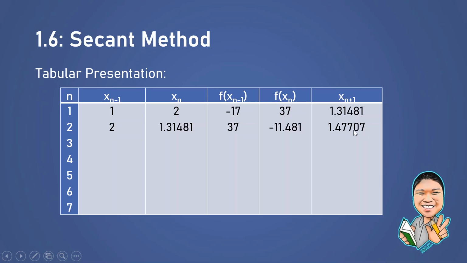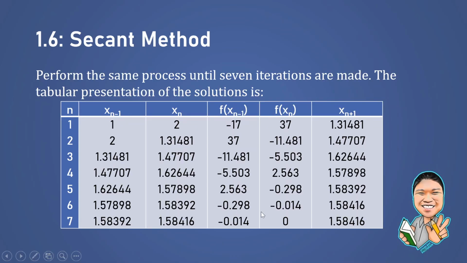So, pag hinanap mo yung x sub 3, ito na siya. Hindi ko na ipapakita yung mga other iterations. I-present ko na lang yung complete tabular presentation for the 7 steps. So, dito tayo na stop for the third. Itong 1.31481 mapupunta dito. Itong 1.47707 mapupunta dito. And just take the values of f of x. Then, hanapin mo yung x sub 4. Then, move ka dito as 1.4. Tama ba? So, yes, tama. 1.62644. So, ito yung 1.47707. Ito na siya. And yung bagong value ng x is yung 1.62644.